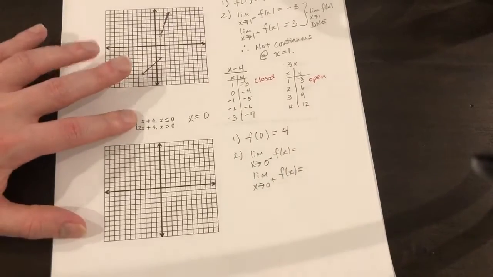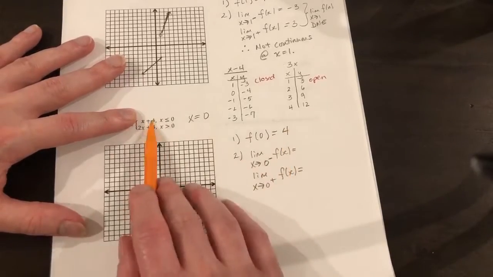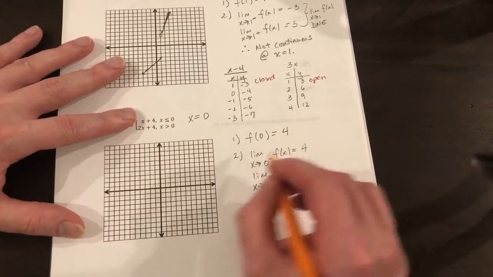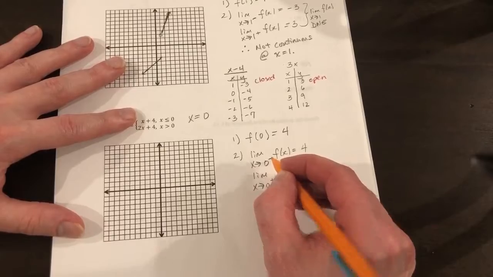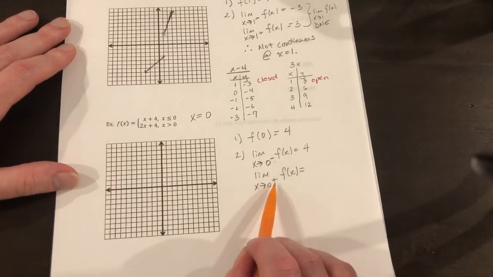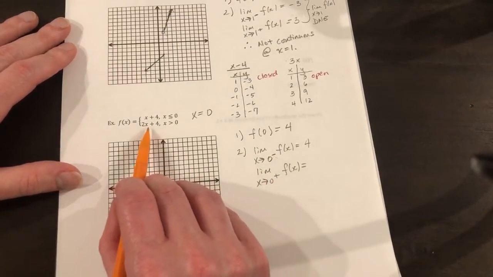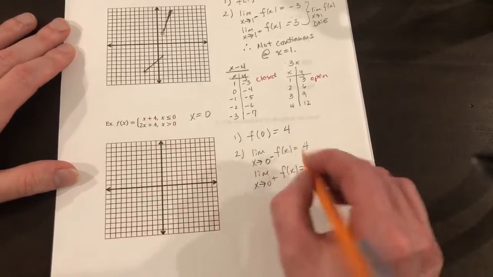As I come from the left side, my limit is equal to 4. We already did that one. Remember, the less than branch is the minus branch. As I come from the right-hand side, it's the greater than branch, so plug in a 0. 0 plus 4 is going to be 4.